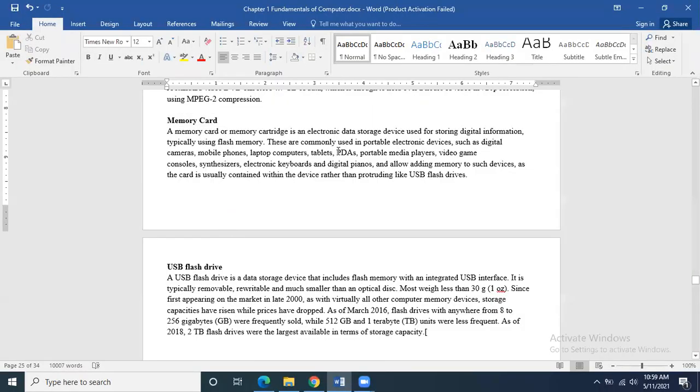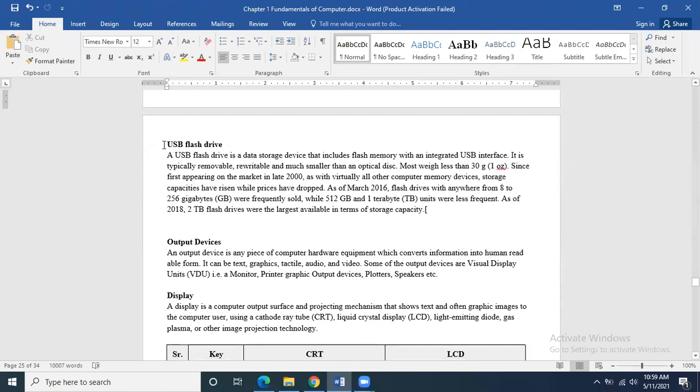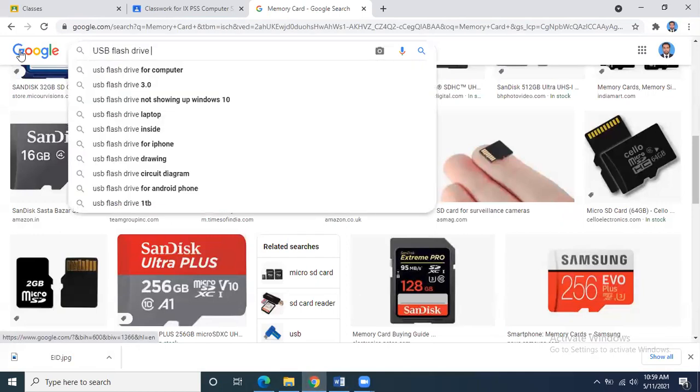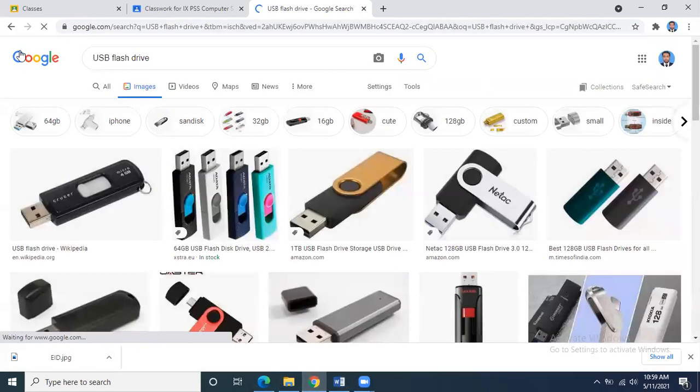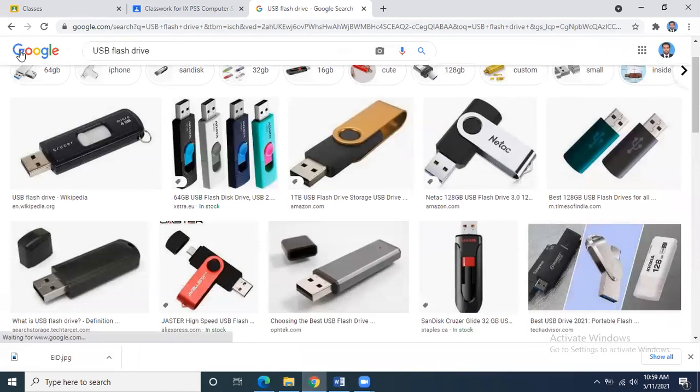This is also used in the PDAs. PDAs means personal digital assistants, just like small devices. The other storage device, which is also very commonly used, is the USB. And you know that people use USBs inside the homes, in the offices, where you store data inside it.